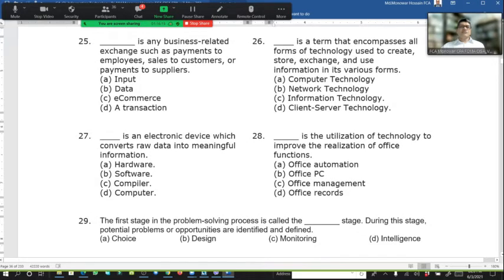And if we go to 25, any business-related exchange such as payment to employees, sales to customers, or payment to suppliers is input, data, e-commerce, or a transaction. What would that be? The answer is transaction.